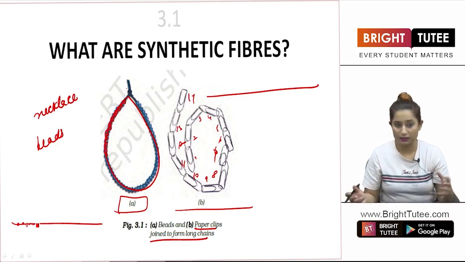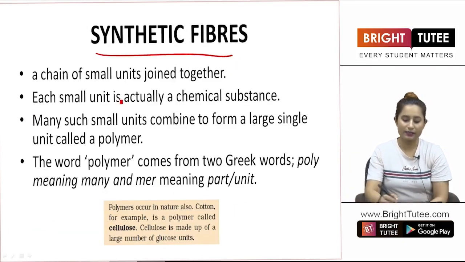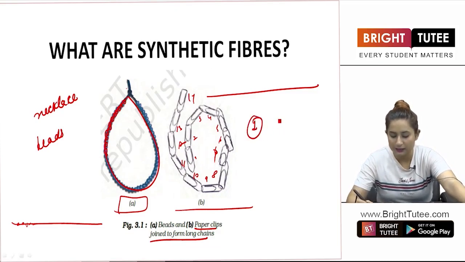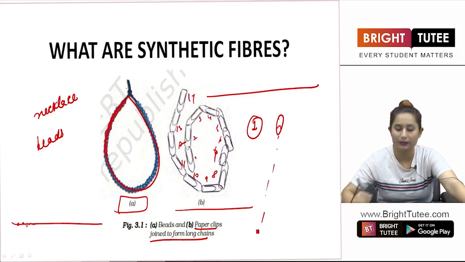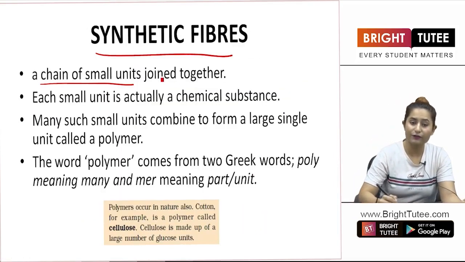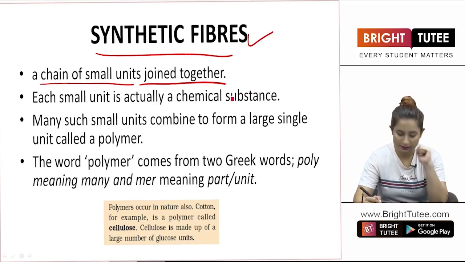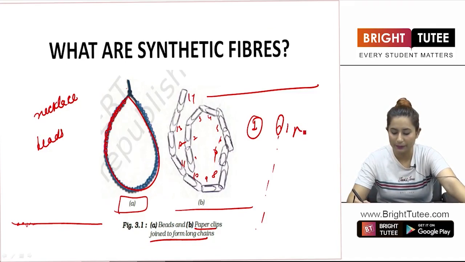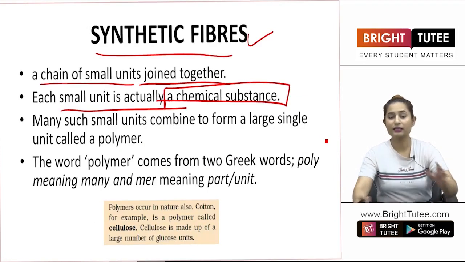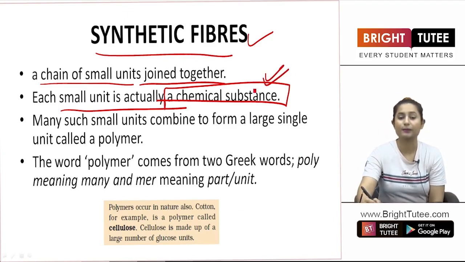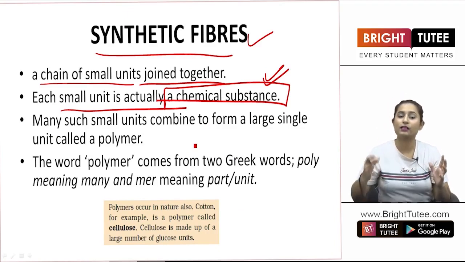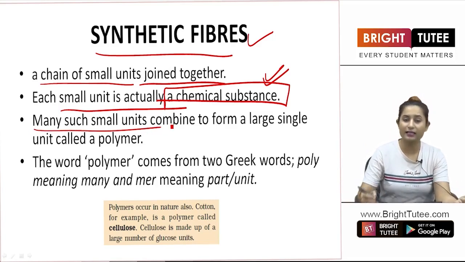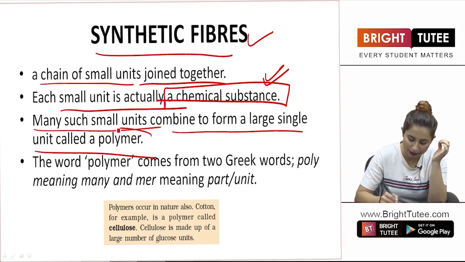So what do we learn from these both the pictures basically? Synthetic fibers are a chain of small units. As you saw in this case, in paper clips, one paper clip is a small unit, right? But if you join a number of paper clips, you will form a long chain. So a chain of small units joined together is known as a synthetic fiber, right? Each small unit is actually a chemical substance. In the case you saw, one unit was one paper clip. This was an example. Now, in synthetic fibers, one unit is basically a chemical substance. That one chemical substance forms a long chain by combining a number of molecules in a straight chain, right? Now, many such small units combine to form a large single unit called a polymer.